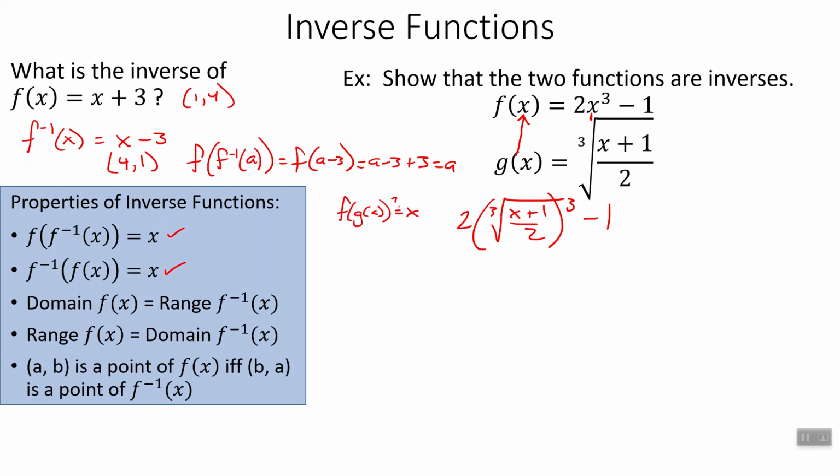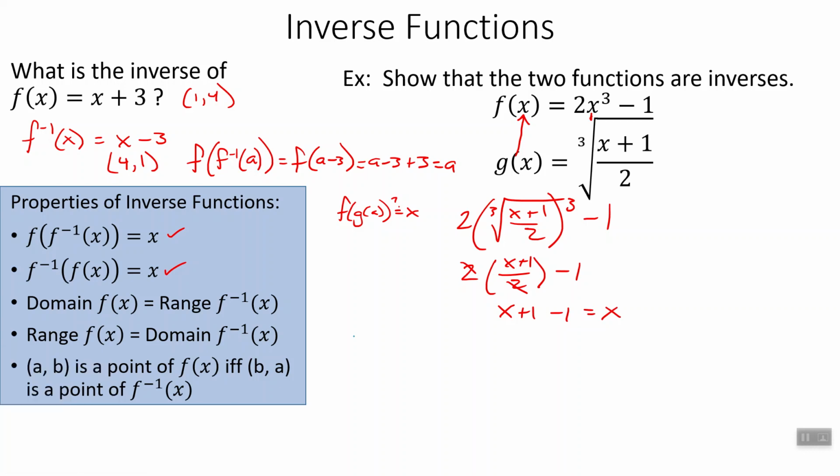So now we're just going to start simplifying. The cubed root and the cube cancel each other out. So we're going to get 2 times x plus 1 over 2 minus 1. Now the 2 and the 2 cancel each other out. Times 2 divided by 2. So we're left with x plus 1 minus 1. Well, the plus 1 minus 1, they cancel, and that just leaves us with x.